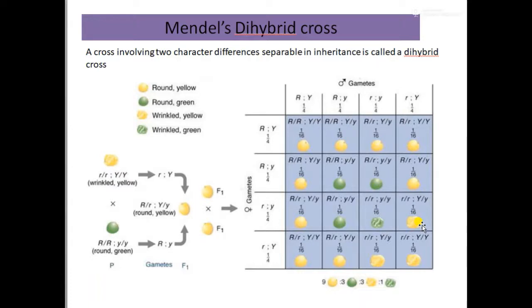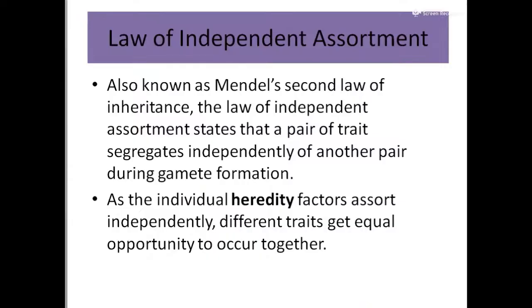all the information and the ratios were found to be significant. And it was noted that the ratio of 9 is to 3 is to 3 is to 1 was being maintained. And thus the law of independent assortment was put forward by Mendel.